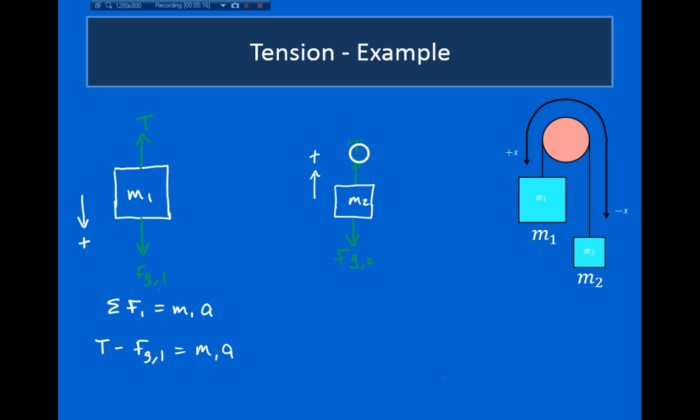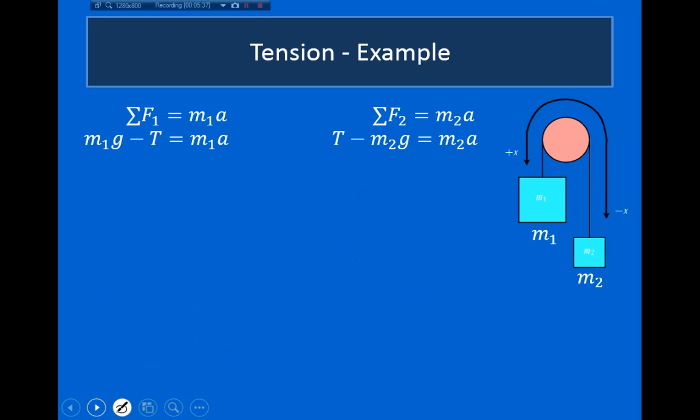Here, the positive direction is in the direction of the tension, so the sum of the forces on box 2 is going to be plus the tension, because tension points in the positive direction, minus the force due to gravity, because that points in the negative direction for this box. So now we have a system of two equations and two unknowns. The two unknowns are the tension and the acceleration.